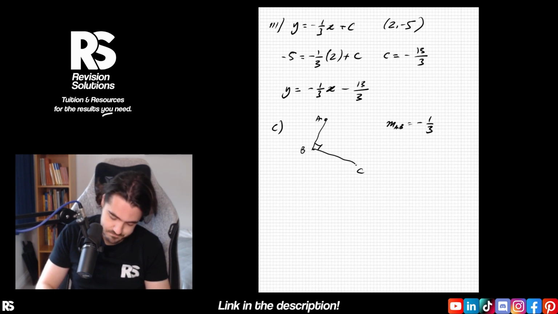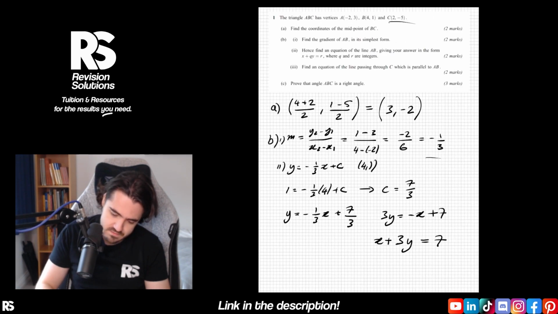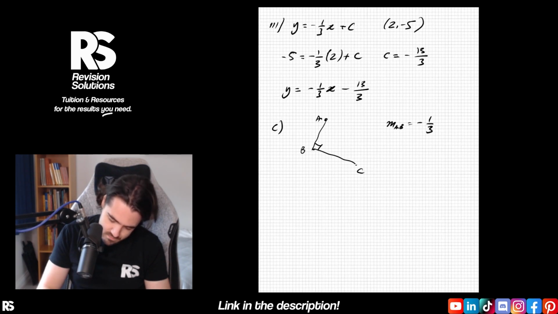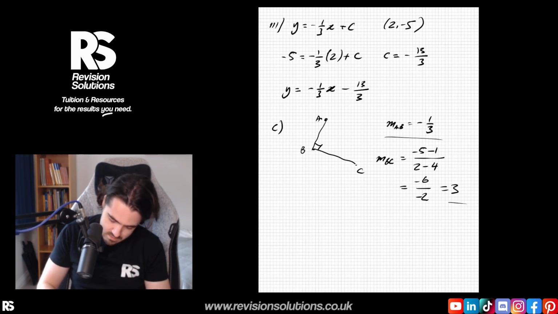So using the points B and C, so these 2 points here, we've got -5, -1. This is the gradient of BC, which would be -5, -1 on the top, and then 2 -4 on the bottom, which would be -6 over -2, which is just 3, which is the negative reciprocal of these. So we know that that must be a right angle, because if we multiply the gradients together, we would get -1.